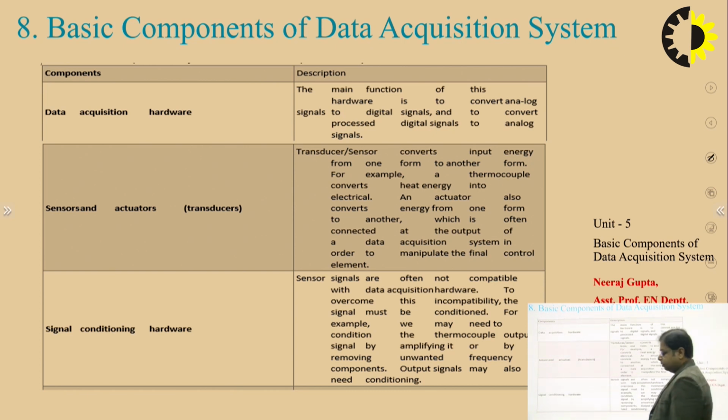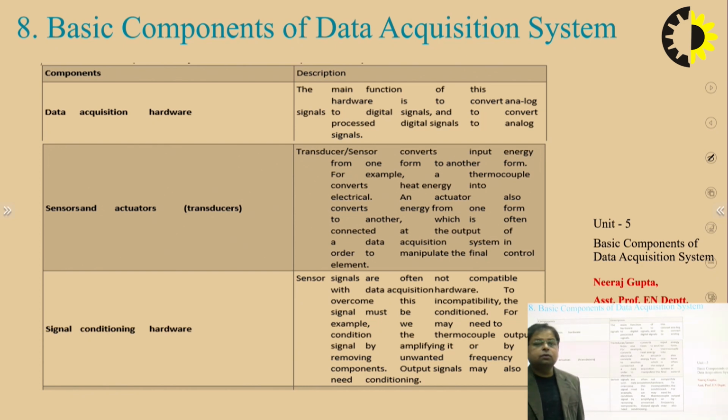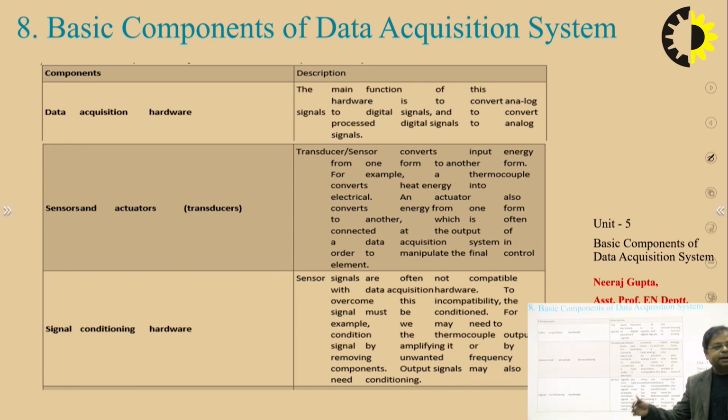The main function of the data acquisition hardware is to convert analog signals into digital and to convert the processed digital signals into analog signals. Sensors and actuators, what are their functions? The transducer converts the input energy from one form to another, like a thermocouple converts heat energy into electrical. An actuator also converts energy from one form to another. But what is the functionality of the actuator? It takes output from a D to A converter and a signal conditioning block, and in order to actuate a process, based on the decision made at the data acquisition hardware, it will implement that decision. The decision may be to operate a switch, a relay, or a motor. That function is implemented with the help of the actuator.